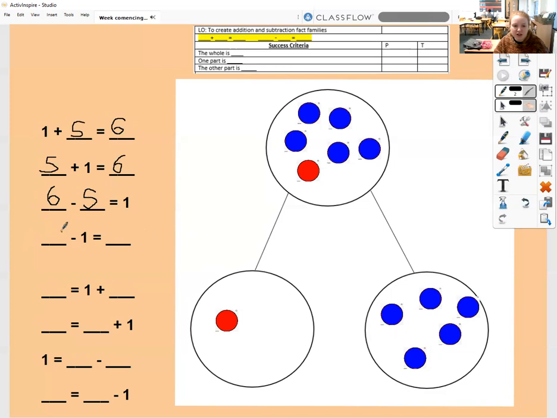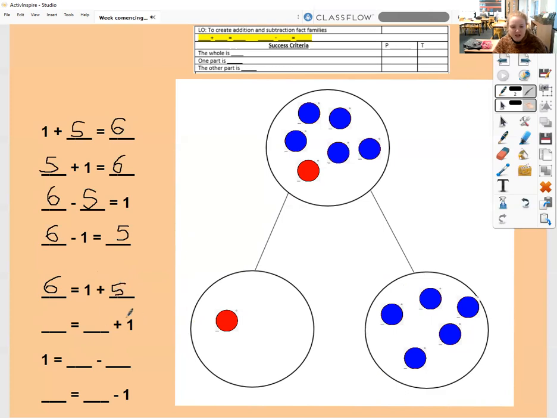Fantastic. Again, a subtraction number sentence. Before my subtraction symbol is going to go my whole, which is 6. 6 subtract my first part, which is 1, equals my remaining part, which is 1, 2, 3, 4, 5. Let's keep going. We've got an addition number sentence. In an addition number sentence, where does my whole go? My whole is going to go on this side of the equal symbol, because on this side there is one space, and on this side there is more than one space. My whole is going to go here. 6 equals my first part, which is 1, plus my remaining part, which is 5.